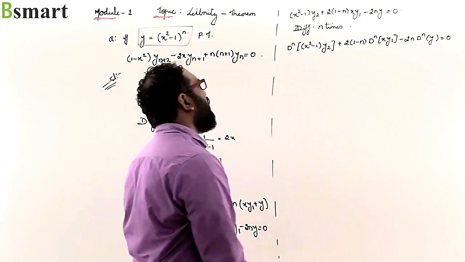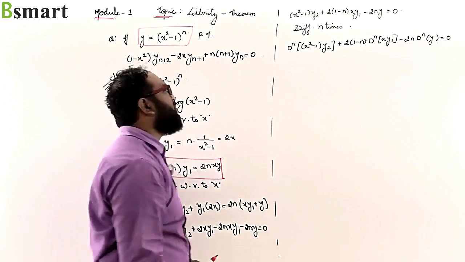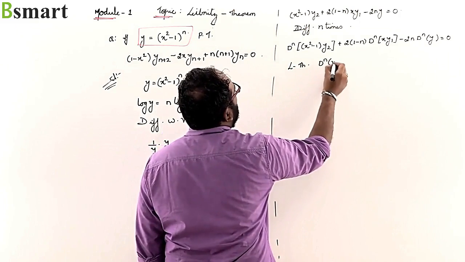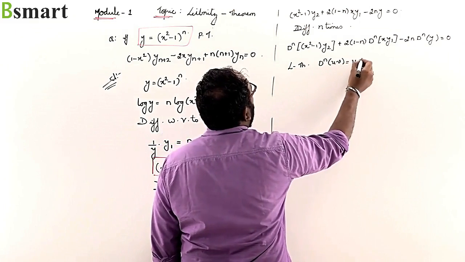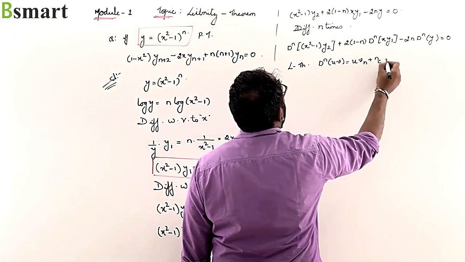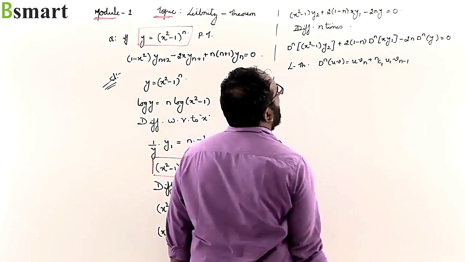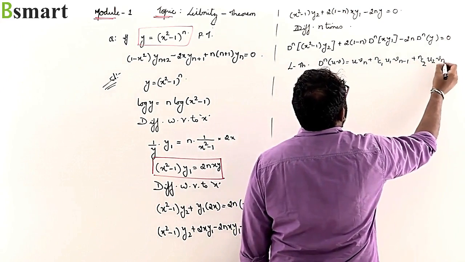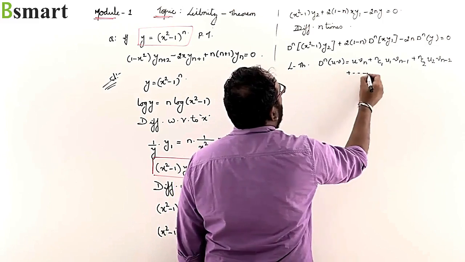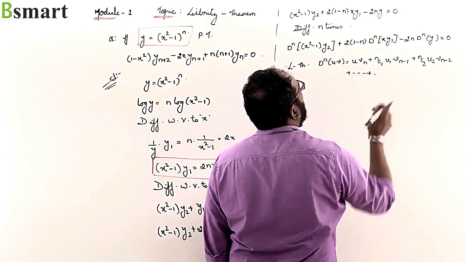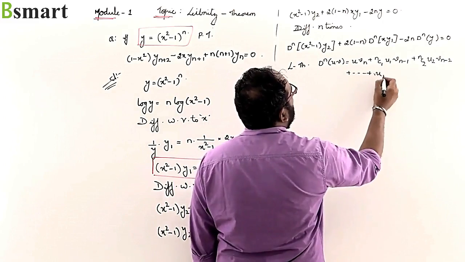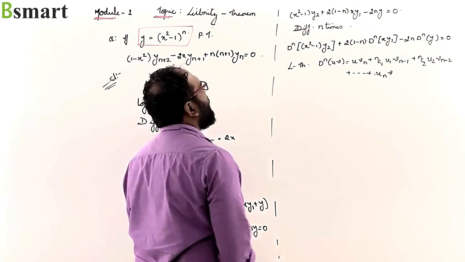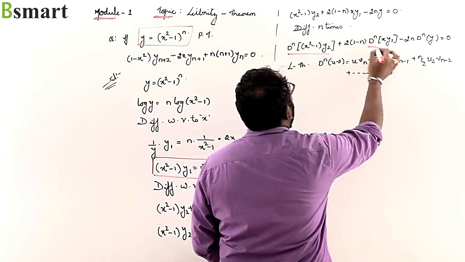Now as we have to find the nth derivative, we will be applying the Leibniz theorem, which is given by: the nth derivative of uv is u v_n plus nC1 into u1 into v_(n-1) plus nC2 into u2 into v_(n-2) plus so on, plus nCn, that is 1, u_n into v. So this is the Leibniz theorem. Now we'll apply the Leibniz theorem for each and every term.